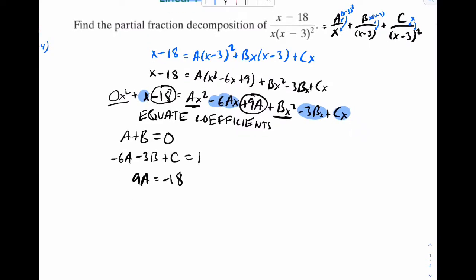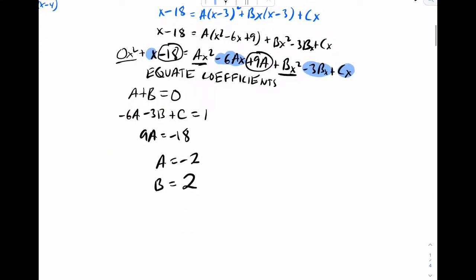And now we solve. Looking at this, it is pretty easy to solve. We can see that A must be negative 2. And if A is negative 2, A plus B is 0, so B should be positive 2. Plug it into this third equation. So we get 12 minus 6 plus C should equal 1. So C should be negative 5.